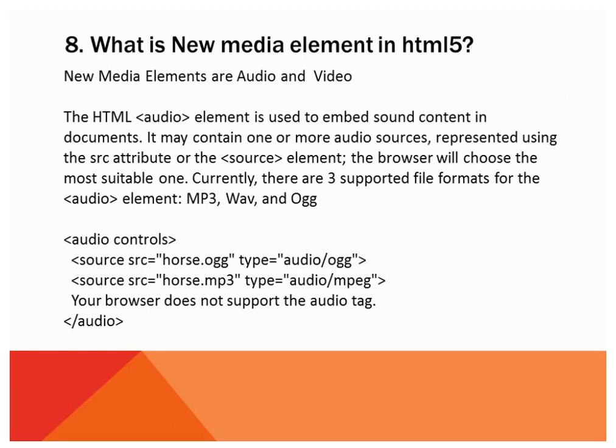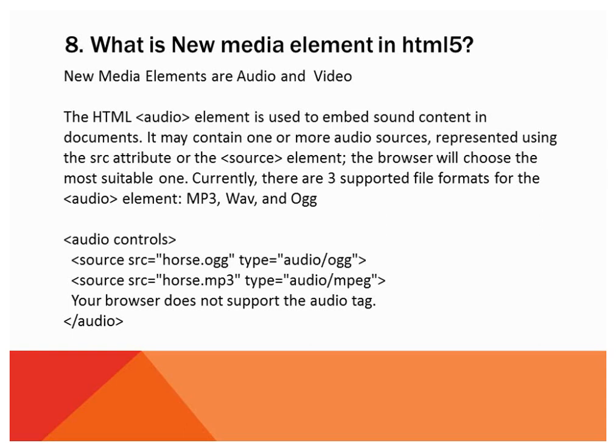8. What are the new media elements in HTML5? The new media elements are audio and video. The HTML audio element is used to embed sound content in a document. It may contain one or more audio sources, represented using the source attribute or the source element. The browser will choose the most suitable one.